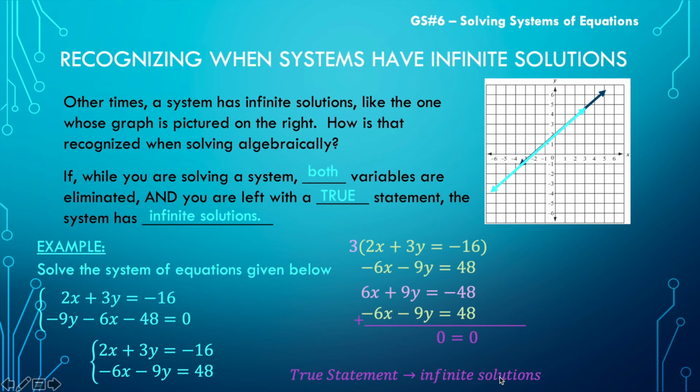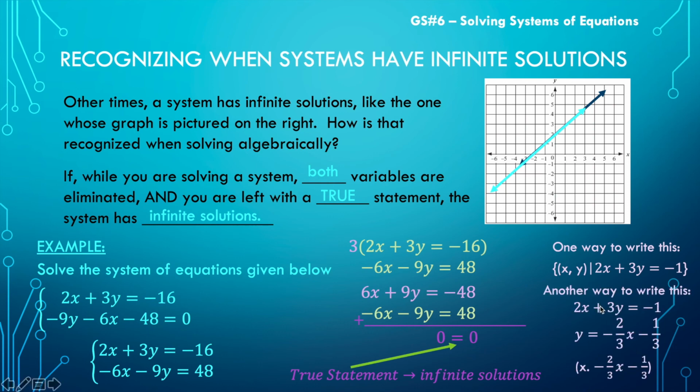Now, it really depends on your textbook how you express the solutions to a system that has infinite solutions. I've seen it done multiple ways. One of the ways I've seen it expressed is this way, where you write the curly braces x, y, such that, and you substitute one of your original equations in here. What this statement is saying is, every xy combination that satisfies this statement will satisfy the system. So that's one way that you can write it. And it doesn't matter which equation you use.